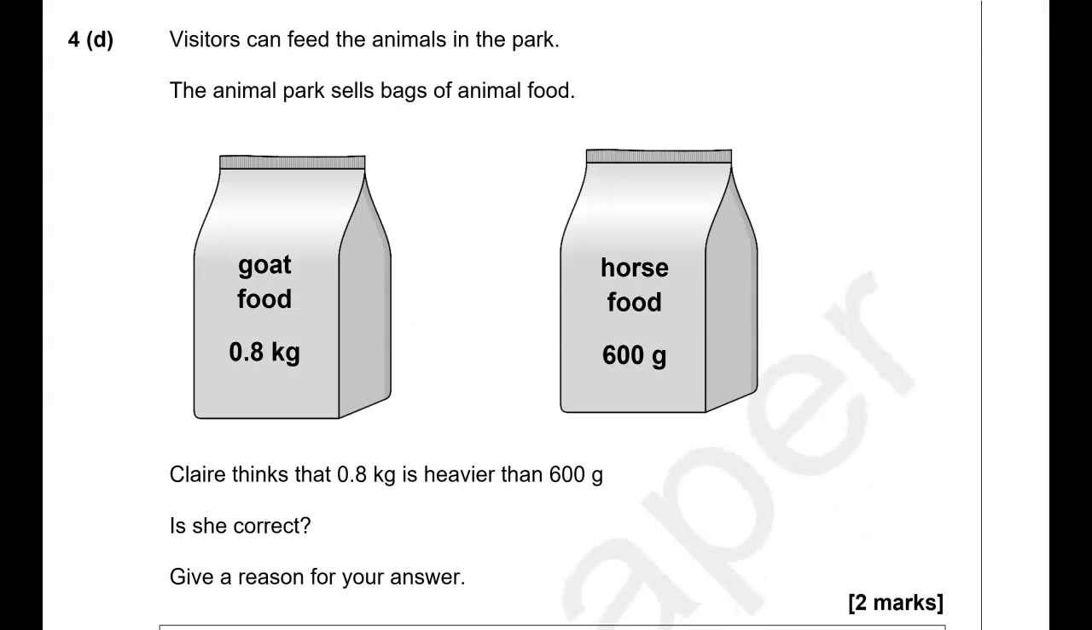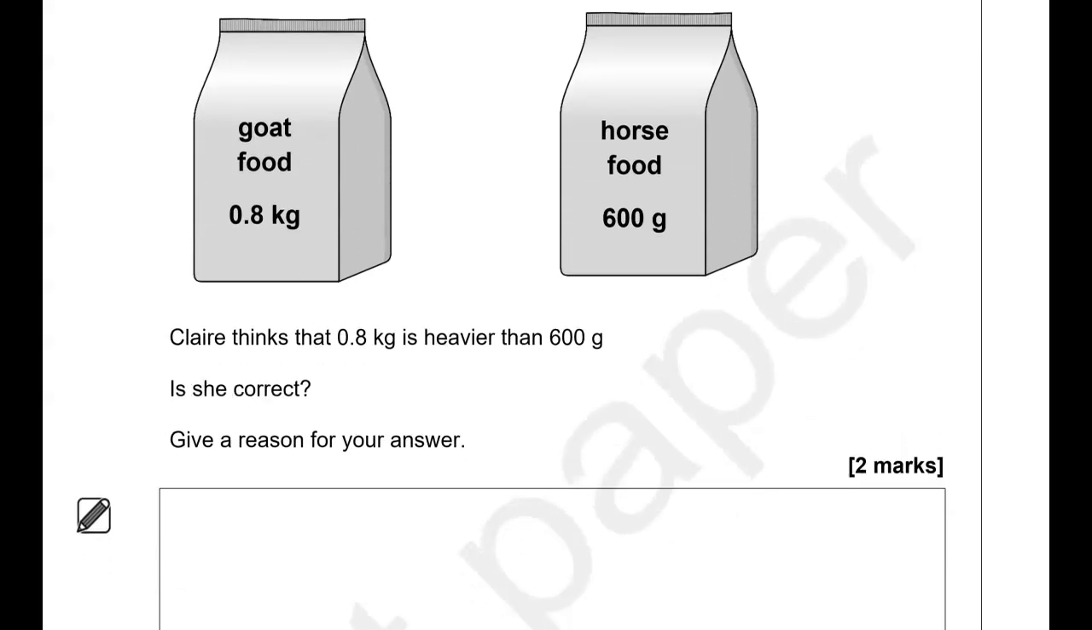Visitors can feed the animals in the park. The animal park sells bags of animal food. Goat food 0.8 kilograms, horse food 600 grams. Claire thinks that 0.8 kilograms is heavier than 600 grams. Is she correct? Give a reason for your answer. So, in 1 kilogram, there are 1000 grams. Again, the clue is in the word kilo. We use k to mean 1000. So kg means 1000 grams. So in 1 kilogram, there are 1000 grams.